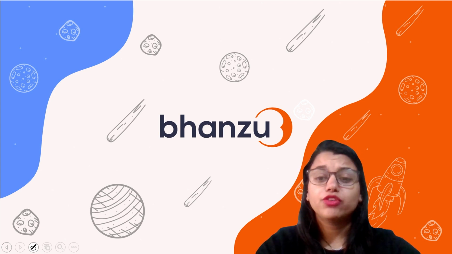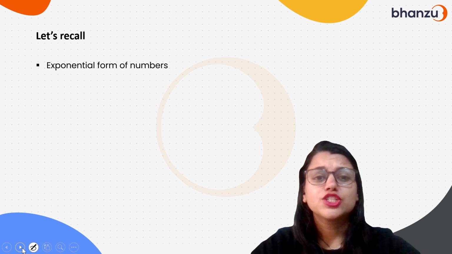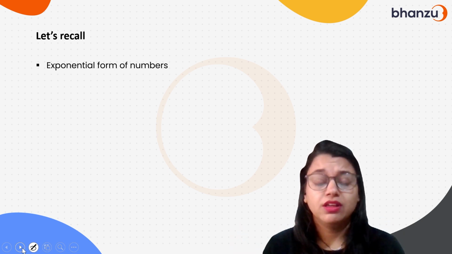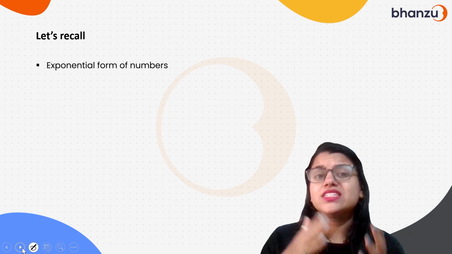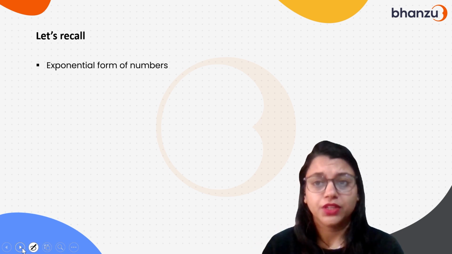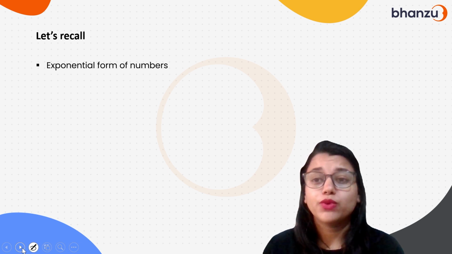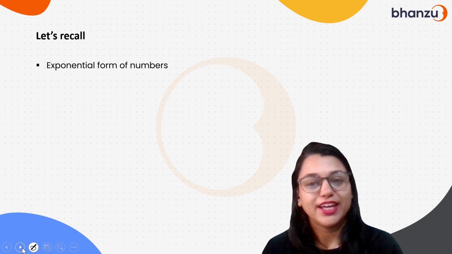But students, before I tell you the topic of today's class, let us quickly recall the exponential form of numbers. We have seen that in our day-to-day life, we deal with very large numbers like the speed of light in vacuum, the diameter of the earth, the distance between the sun and earth, right? Whenever we deal with such large numbers, it is difficult to read and write them, right? So what can we do? We can simply represent these numbers with the help of exponents.